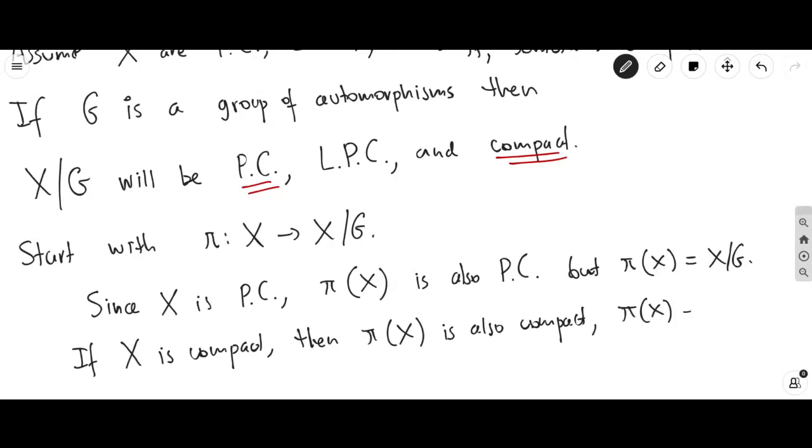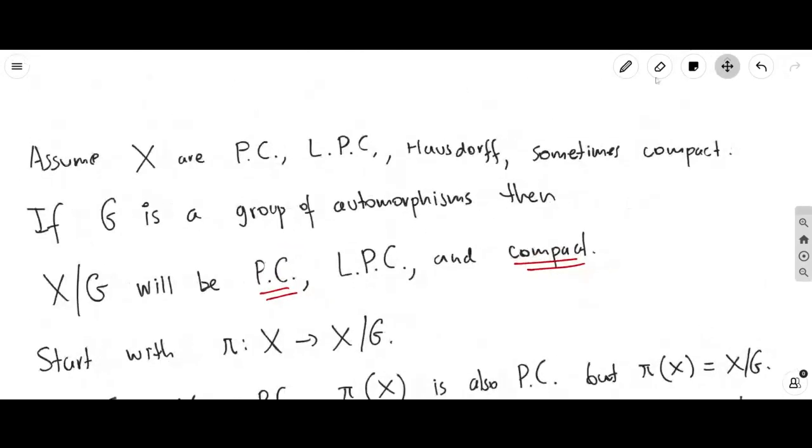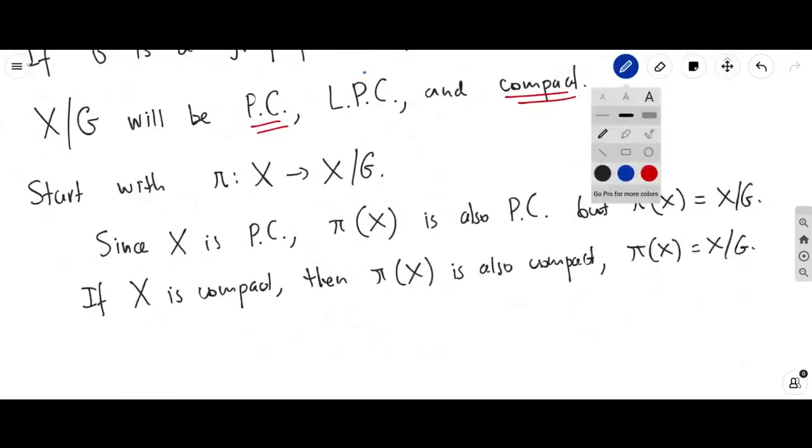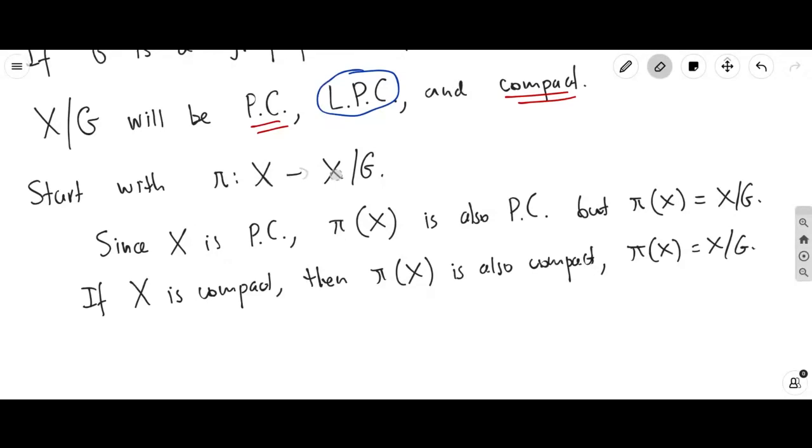And as before, pi of x is the quotient. I just want to be a little bit careful here that I'm not saying that the quotient will always be compact. I'm saying that if the original space that you begin with is compact, then the quotient will be compact. Now, to show that it's locally path connected, that's not particularly difficult, but you cannot necessarily use this mapping property. You have to do something a little bit more. You can try doing that yourself.